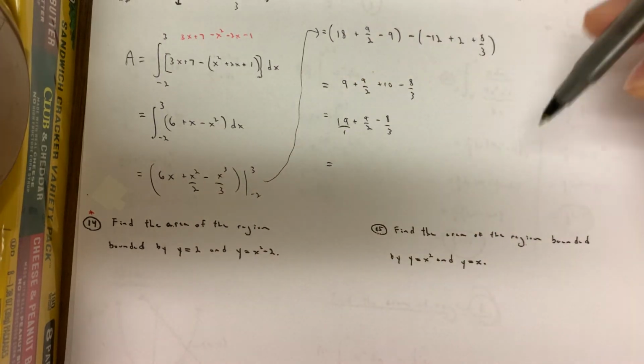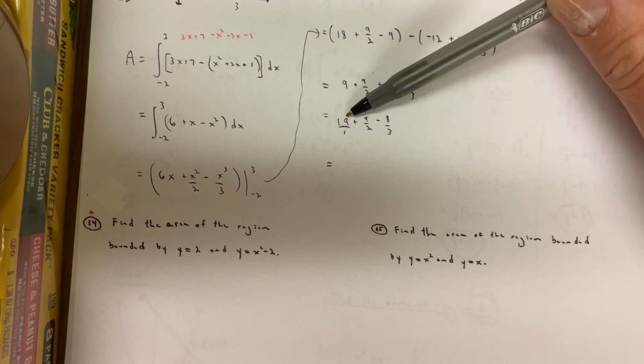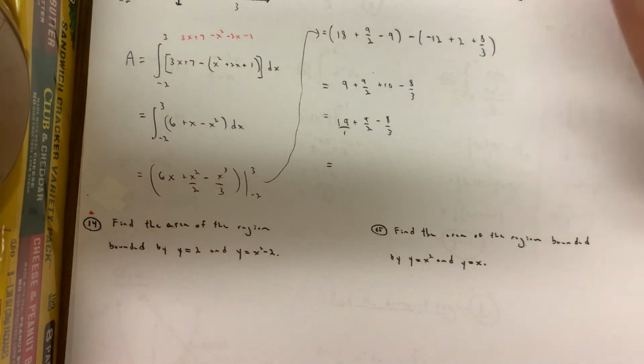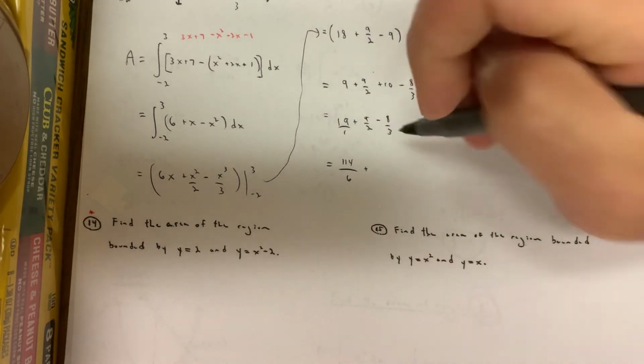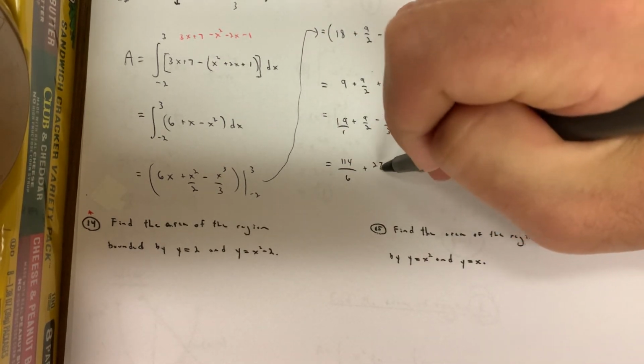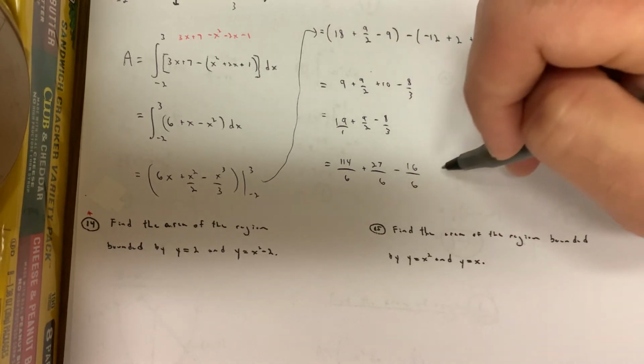So here, get a common denominator of 6. Last time I do a video on literally no sleep. 6 times 19 is 6 times 10 plus 6 times 9. So what is that? 60 plus 54, 114. Plus multiply by 3 top and bottom, 27 over 6. Minus multiply by 2 top and bottom, 16 sixths.